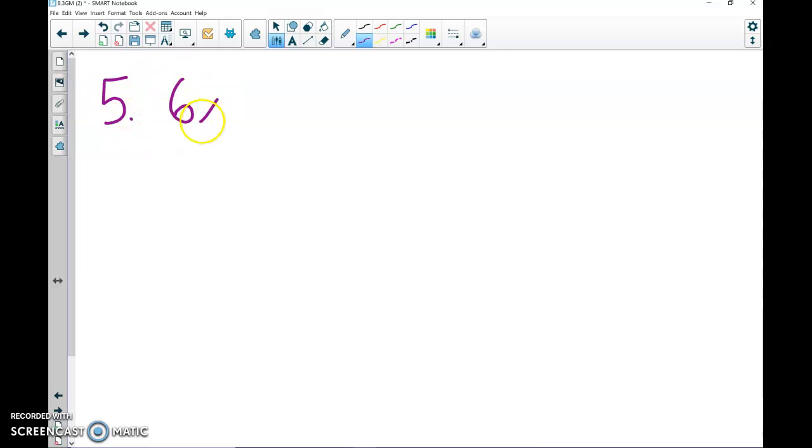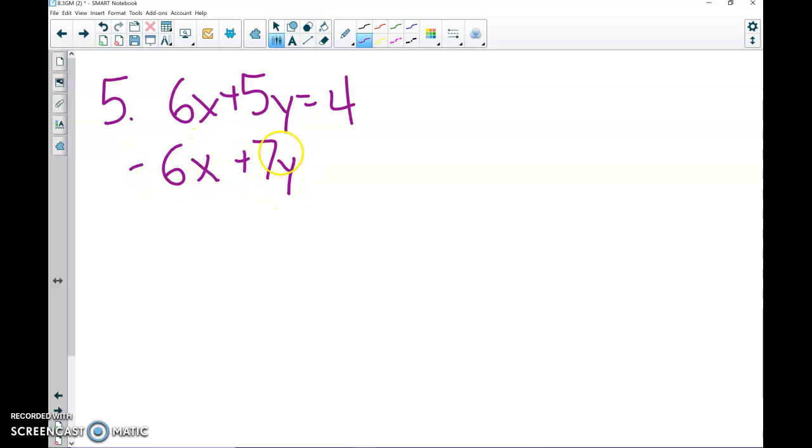So I've got 6x plus 5y equals 4, and negative 6x plus 7y equals 20. Okay, so now here I have 6x and a negative 6x that are the same. My y's aren't the same. It's 5 and 7. So same question: do I add or do I subtract to get them to eliminate?